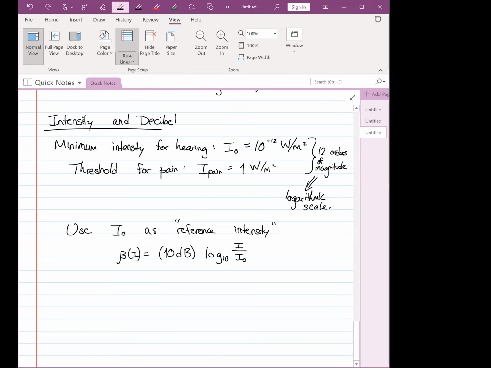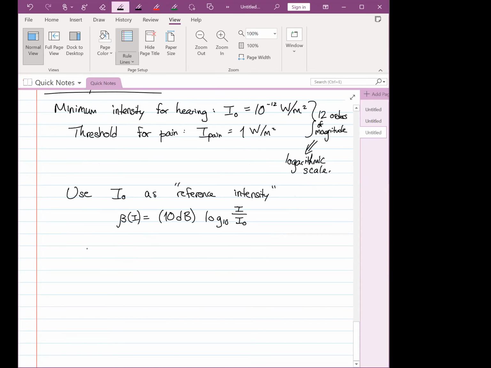On the other hand, if instead you experienced an intensity of 10 to the minus 11 watts per square meter, then you would have 10 to the minus 11 divided by 10 to the minus 12, which would just be 10. So you have log base 10 of 10, which is 1. And then you multiply it by 10 decibels. So something that has that intensity would have a volume of 10 decibels.